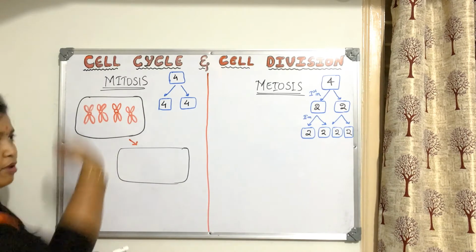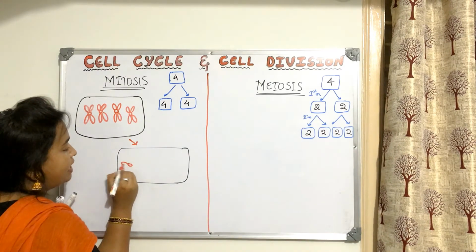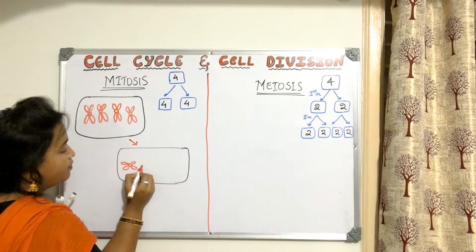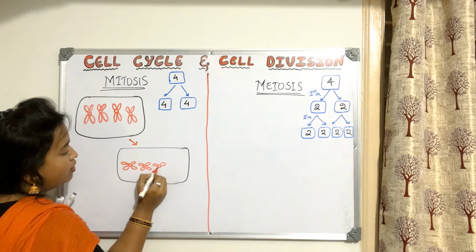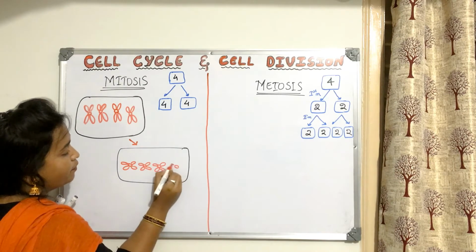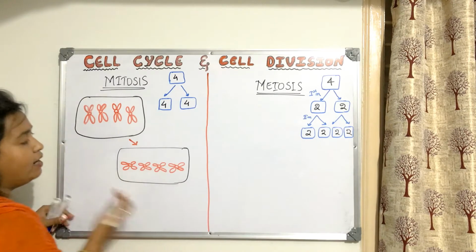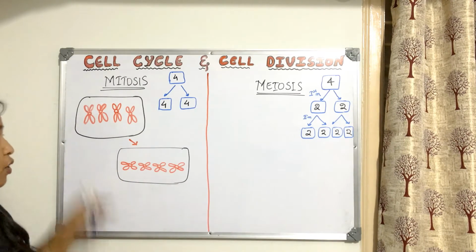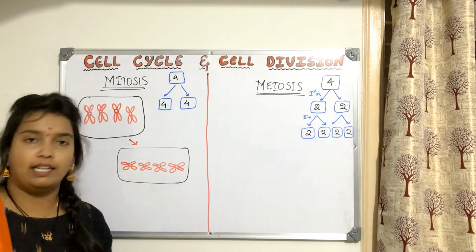In one of the stages of mitosis, the chromosomes will be brought to the center like this. 1, 2, 3, 4. How many chromosomes are there again? 4. What has happened? The chromosomes are brought to the center of the cell. We can call it the equatorial region.